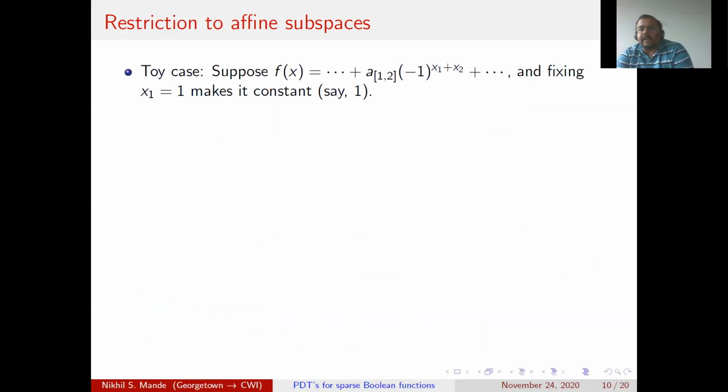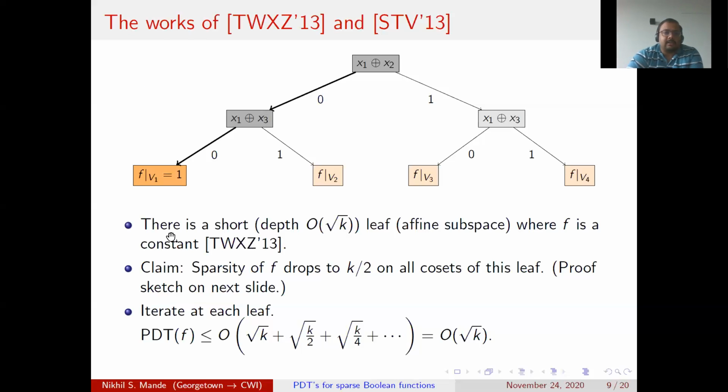So let's consider a toy case. On this slide, I'm trying to sketch why this claim holds true. Suppose there is a leaf where f is a constant, then for all other answers to the same parity queries, the restricted function f on those leaves will have sparsity dropped by a factor of at least 2 from the original sparsity.